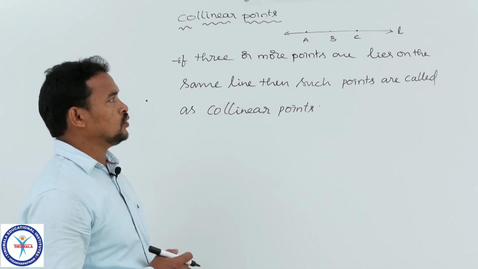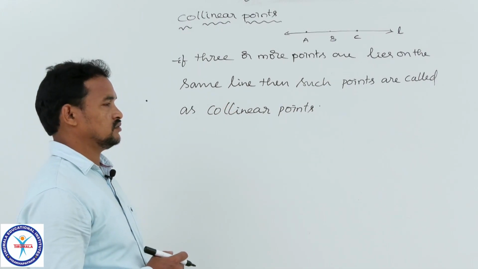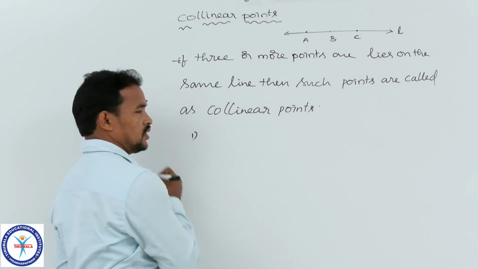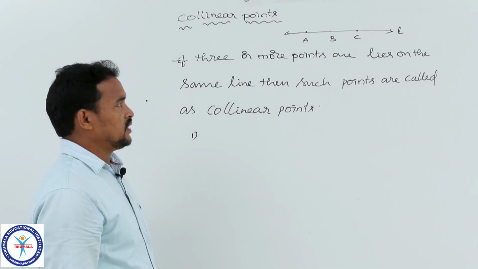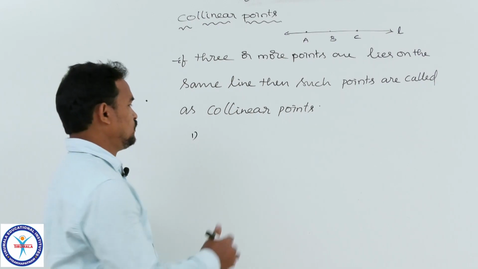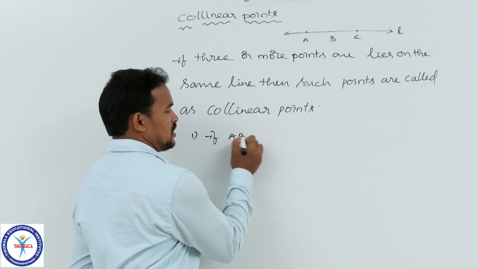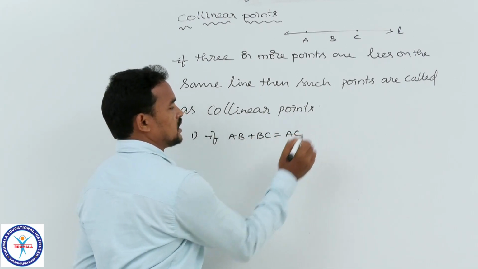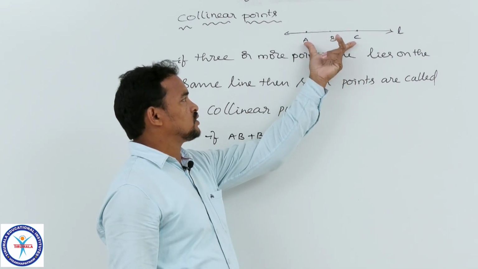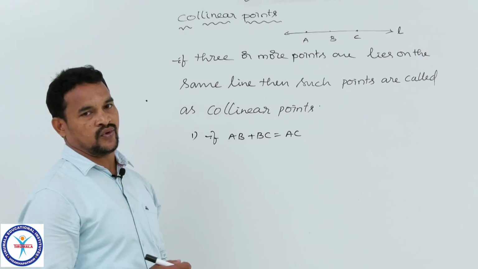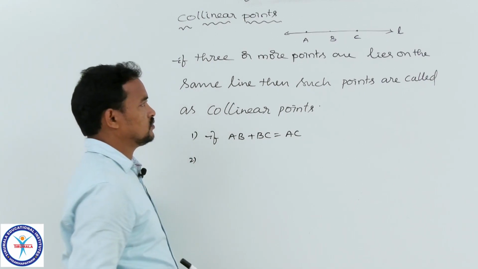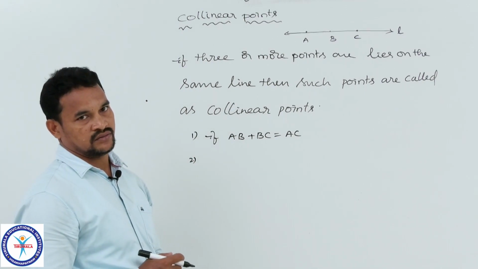Based on this concept, how do we show that given points are collinear or not? Here we have four methods. In the first method, find the distance from A to B, B to C and A to C. If AB plus BC is equal to AC, then A, B, C are collinear points. It is method 1. The second method, how to show that given points are collinear or not.